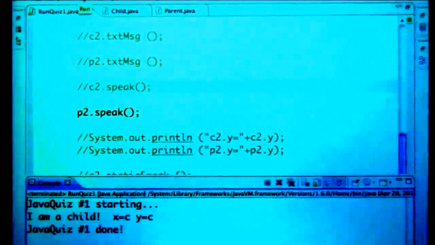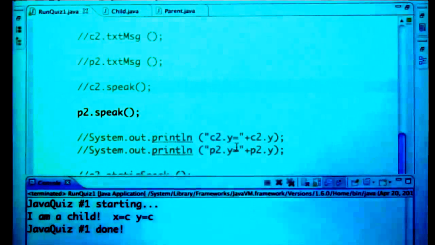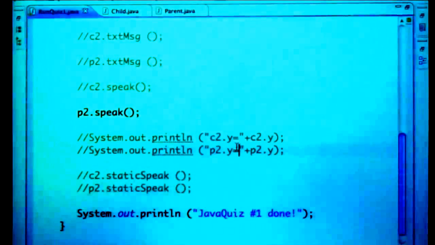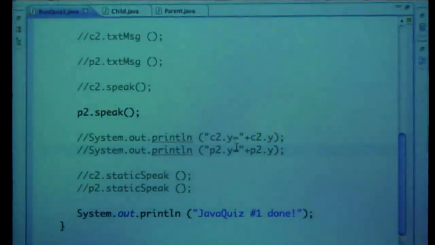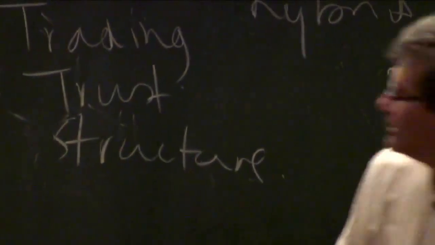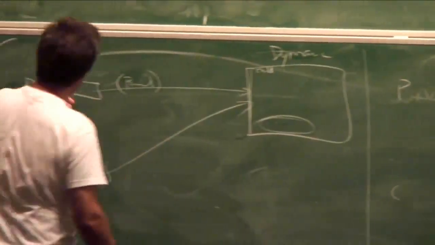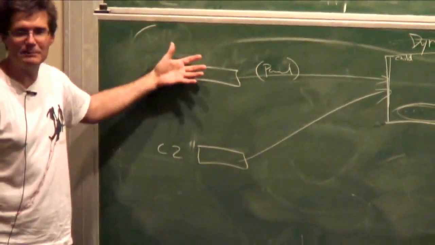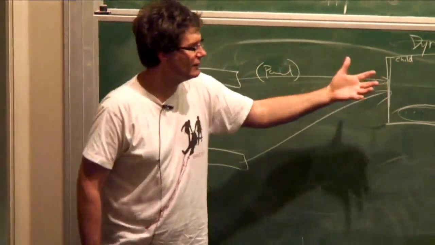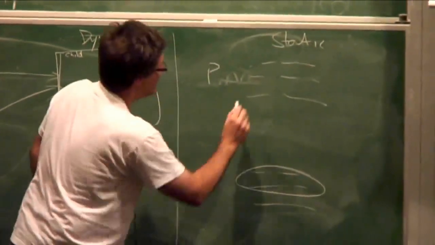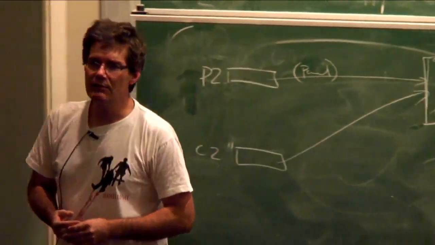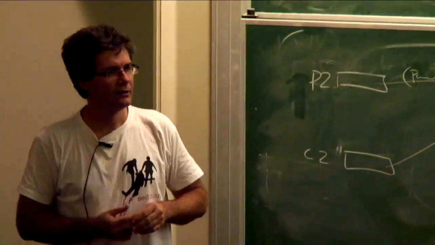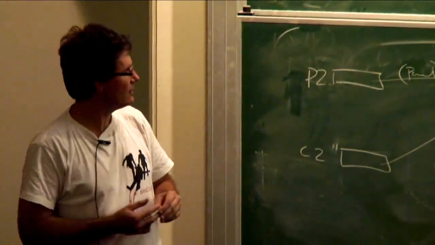I'm a child. X equals C, Y equals C. That's crazy. So what's going on? Does someone want to explain it? We told P2 to run its speak method, and it printed, I'm a child. It ran the code from here. It didn't run the code from here. What's going on? Yes? It's created a child object, not a parent object.